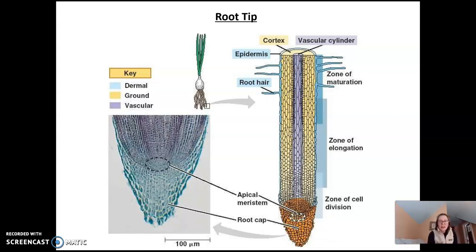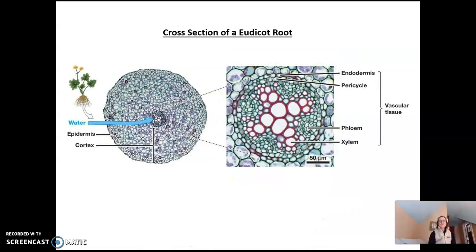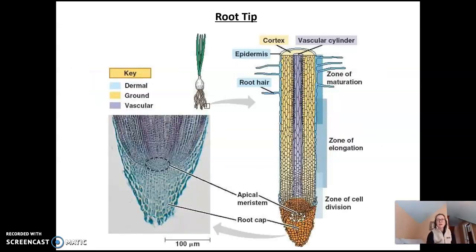If we were to look through a microscope, we would see cells in various stages of division here. That's called mitosis, and we'll talk about that later on in the semester. And here's the root cap protecting that area. That was a longitudinal section. Let me skip back there.